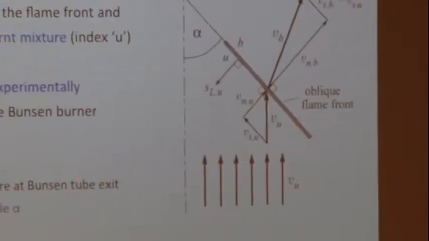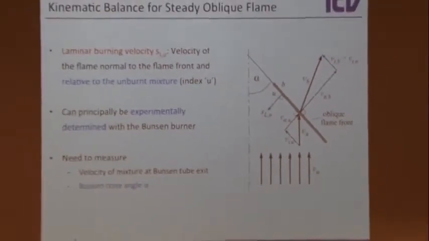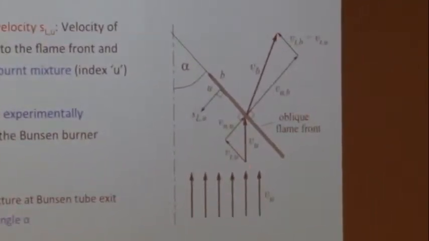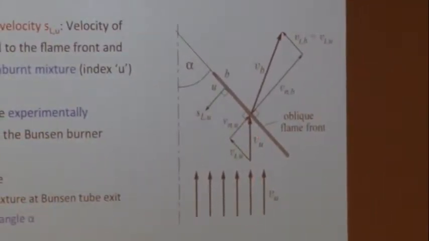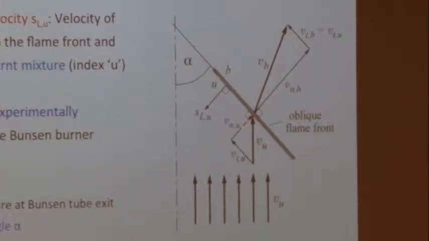And so what we can do is take this velocity, the incoming velocity here, and split it up into a tangential component and a normal component. Then you see the normal component goes into the flame, and that is the same as the burning velocity. That's what the burning velocity has to overcome.